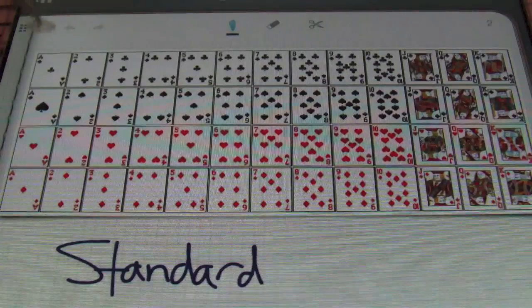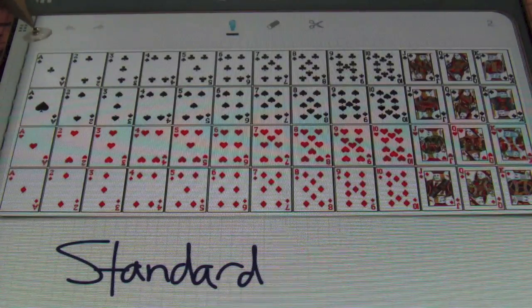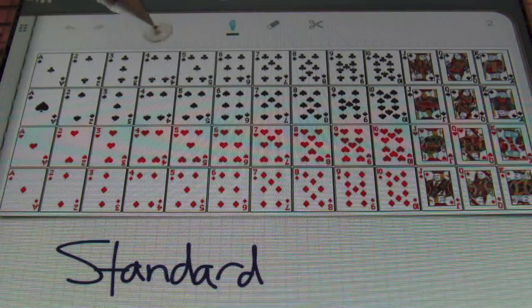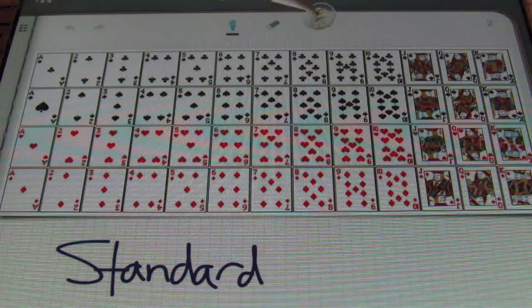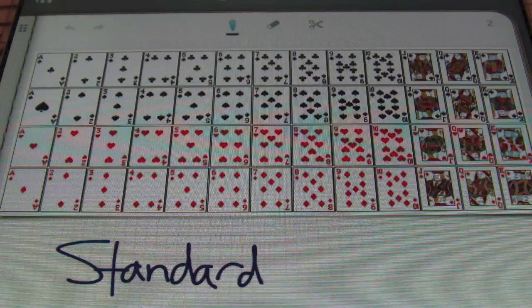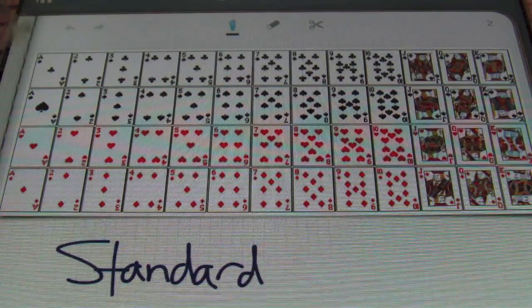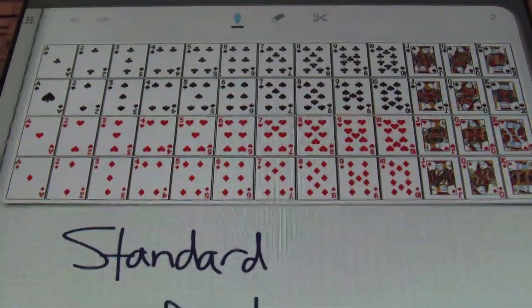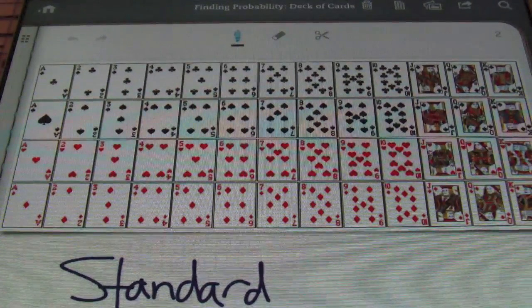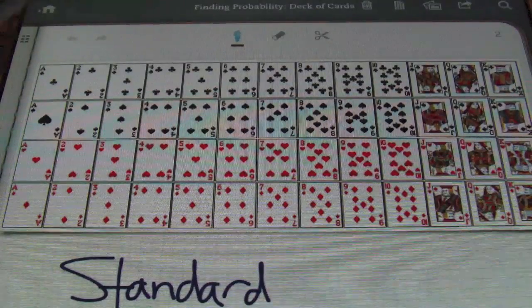So notice that each row contains the ace card. Remember I said that it could be substituted with the number 1. So you have ace, 2, 3, 4, 5, 6, 7, 8, 9, 10, the jack, the queen, and the king. Every suit has those same cards involved in it. So 13 cards times 4, you get 52 cards, and that is your standard deck of cards, ladies and gentlemen, just like that. All right, so now let's get to some probability problems.